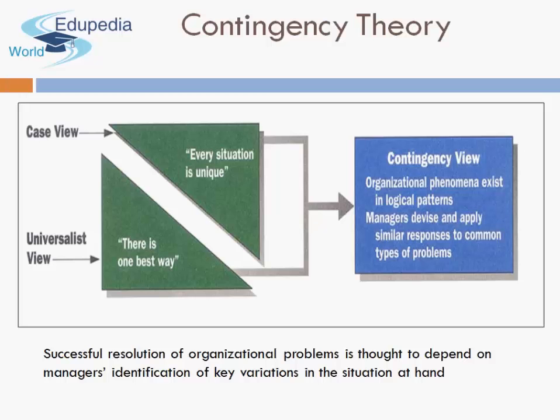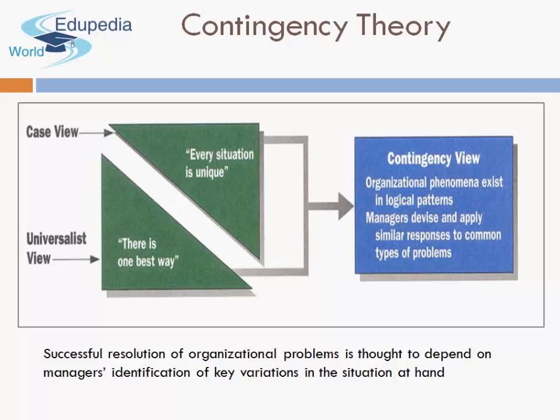This particular diagram compares two theories: the case view, or the contingency view, where every situation is unique, whereas the universalistic view says that there is one best way, and whatever the best way is, that should be implemented in every organization. The contingency view says organizational phenomena exist in logical patterns. Managers devise and apply similar responses to common types of problems. So the contingency view is a combination of the case view as well as the universalistic view.